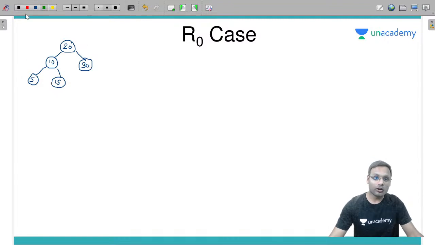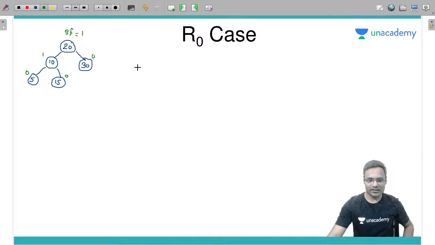So balanced or not? Let's check out balance factor. What is the balance factor of leaf node? Balance factor of leaf node always 0, 0, 0. What is the balance factor at 10? 1. What is the balance factor at 20? 2 minus 1. So tree is balanced. Yes, balanced. Fine.